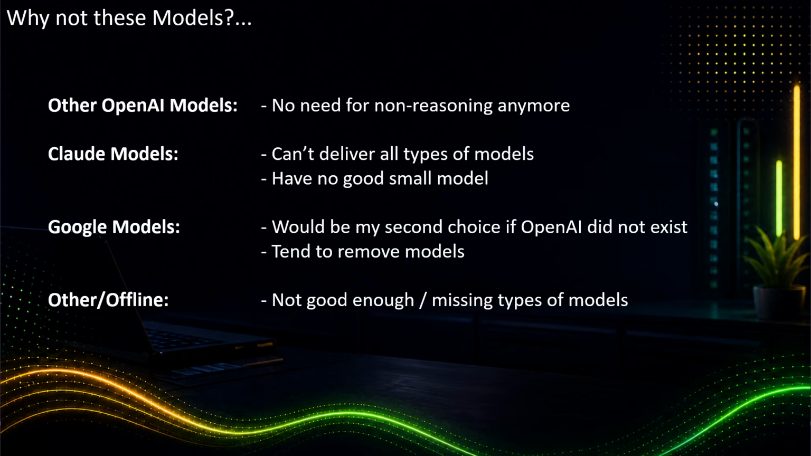In terms of other things, Mistral, offline models, Meta's models, the Chinese models, and so on, they are often not good enough, secure enough, or missing types of models. There's very few of them that have a big suite where you get chat models and embedding models and image models and so on. So that's why I'm mostly sticking to OpenAI.